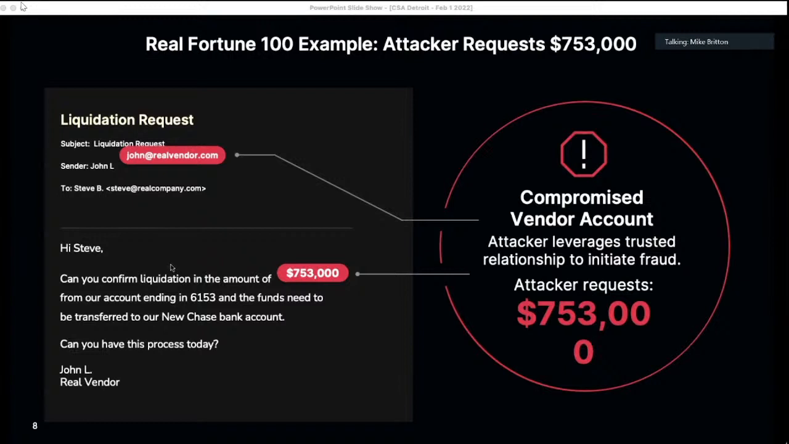They take over the account. They look through the sent folder. They see, hey, this guy that I just victimized does business with realcompany.com.